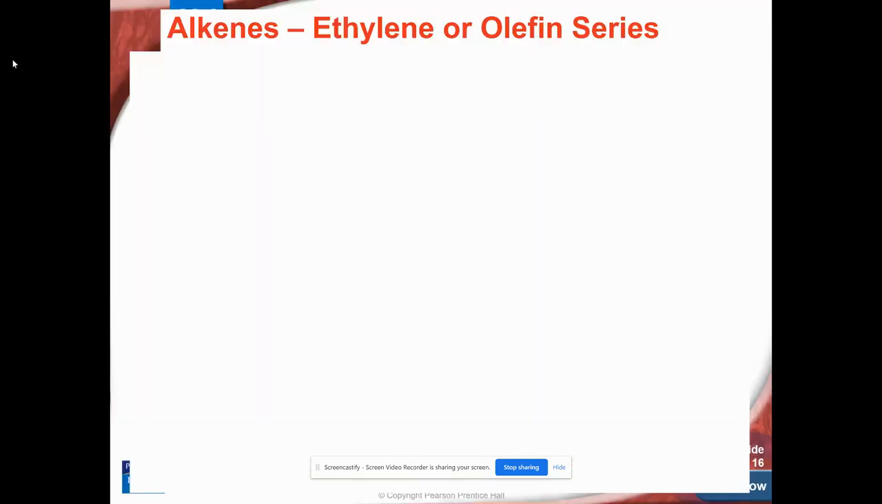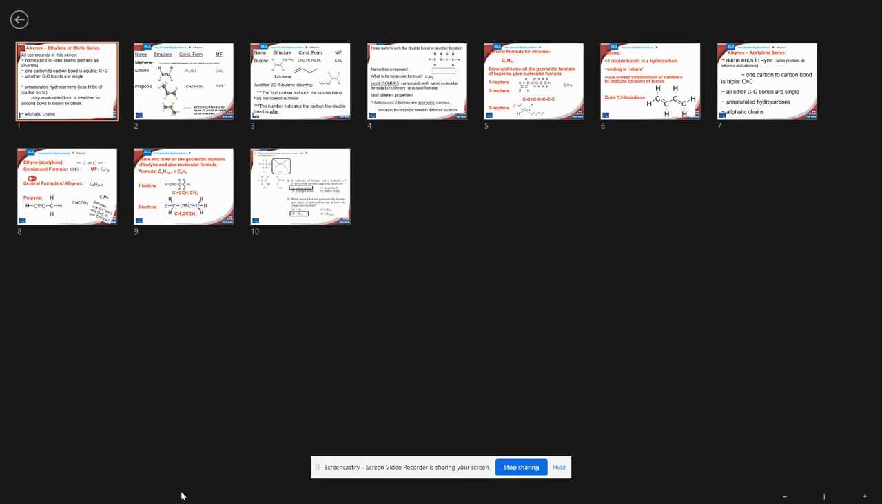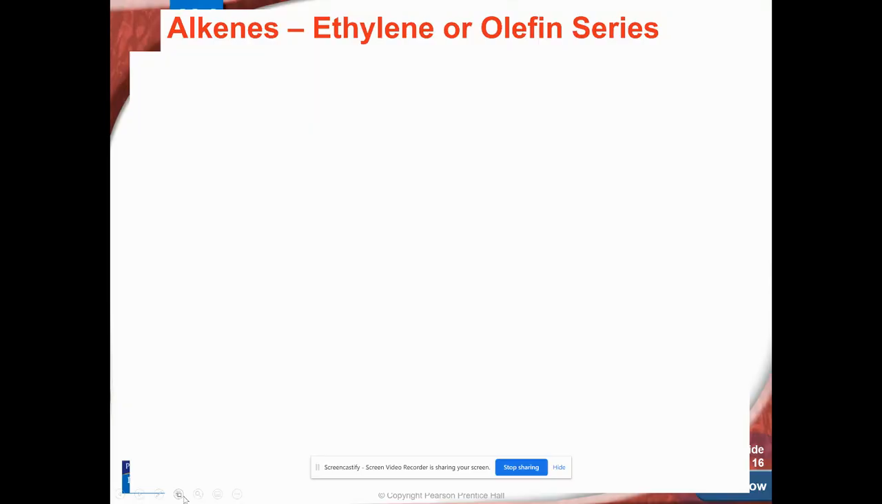All right, so we are now on page number 45 of your notes. So let me see about getting my pen going on here. All right, so here I've got my pen, and we are on page 45 of your notes. And we are going to be talking about alkenes and alkynes.